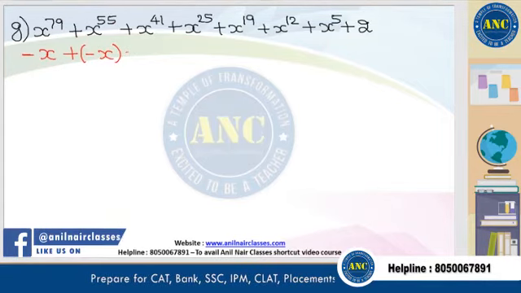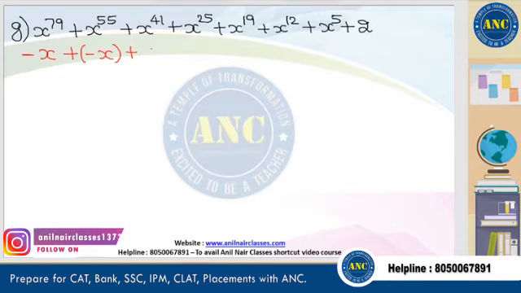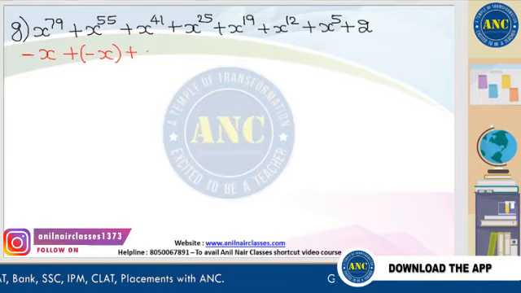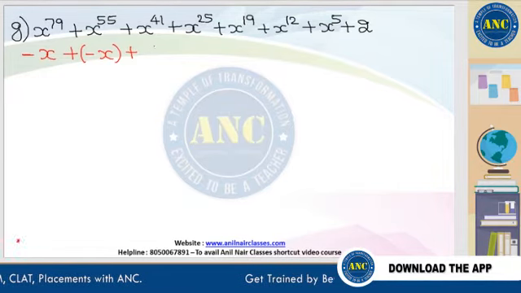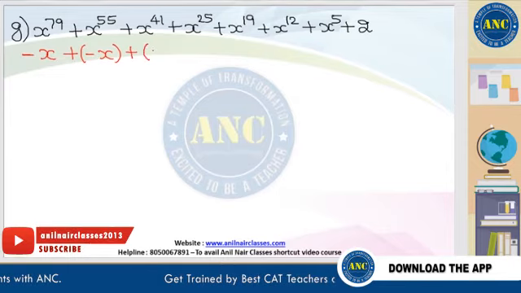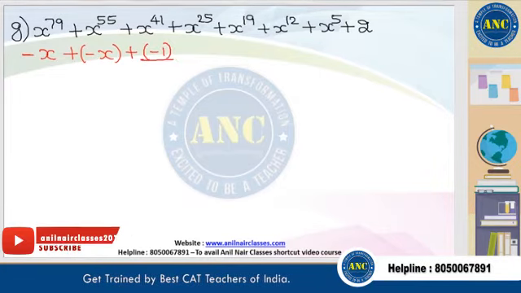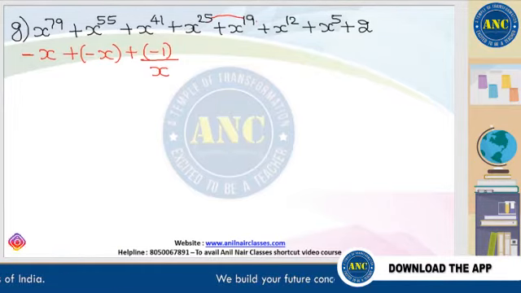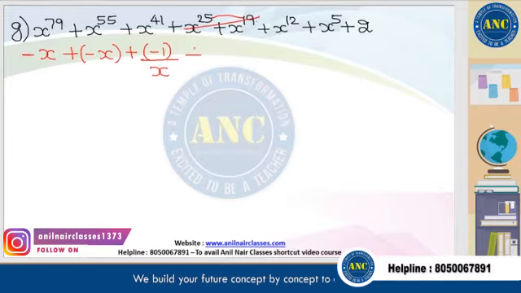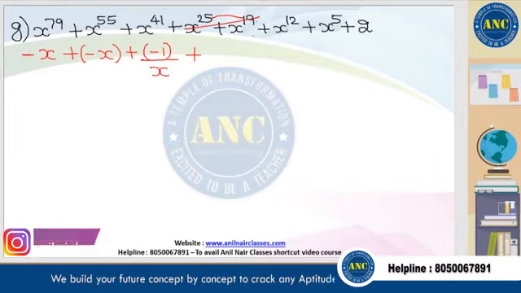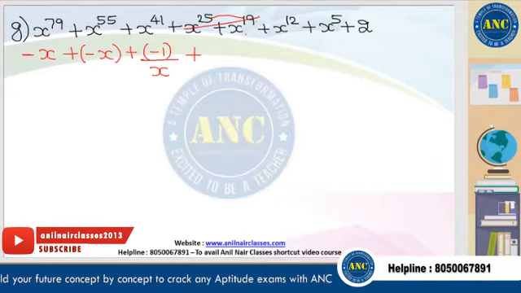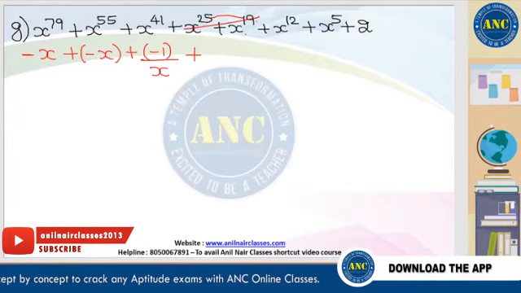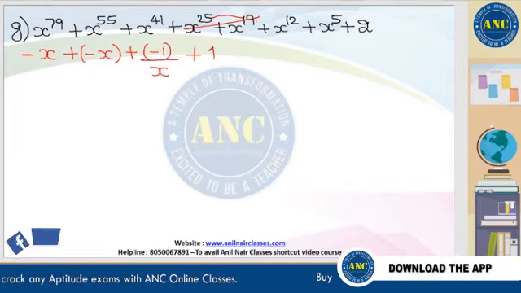Next, x power 41. 41 is x power 42 divided by x. X power 42 is once again an odd multiple, so it is minus 1 divided by x. Next, x power 25 and x power 19. The difference is 6, so the value is 0. Directly eliminated. X power 12 is x power 6 into 2. 12 is an even multiple of 6, so the value is directly plus 1.